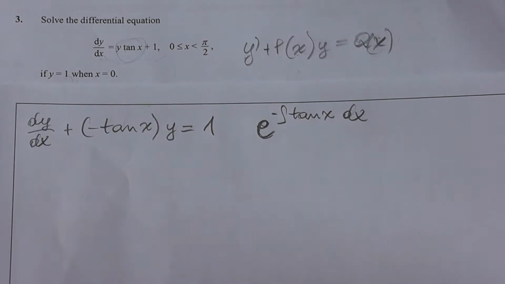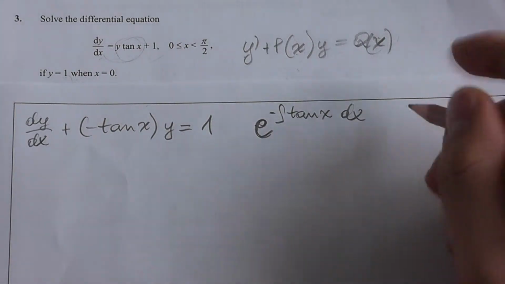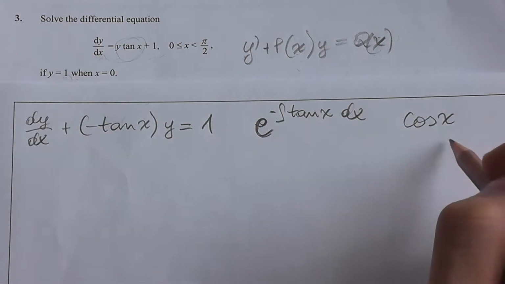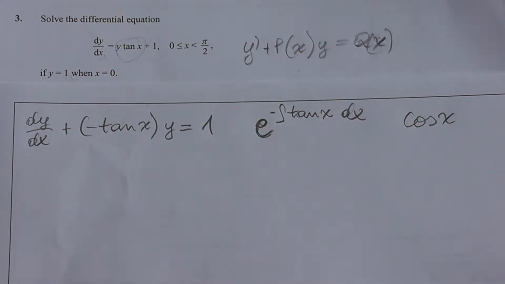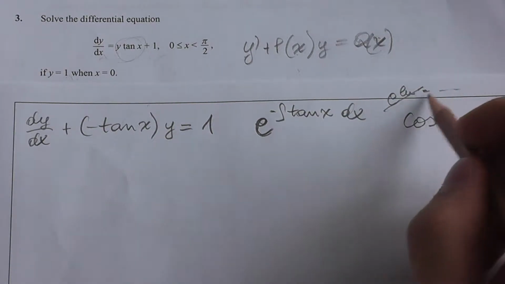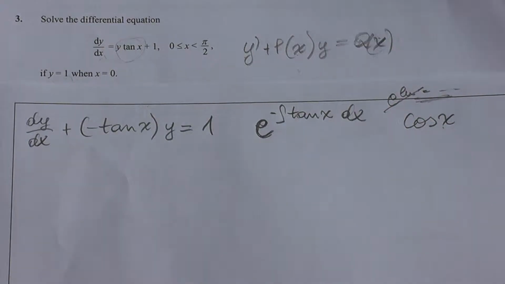And because it's minus ln cosine x, the integrating factor simply becomes cosine x, because e to the power of ln cosine x is equal to cosine x, right? E to the power of ln of anything, the e and ln cancel out, and you're left with just the anything, which is the cosine x that we have here.